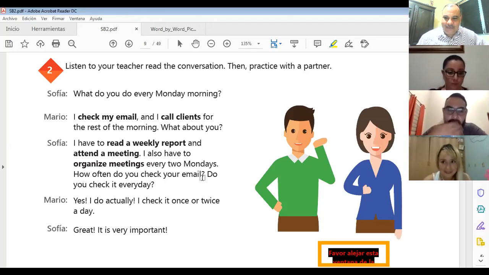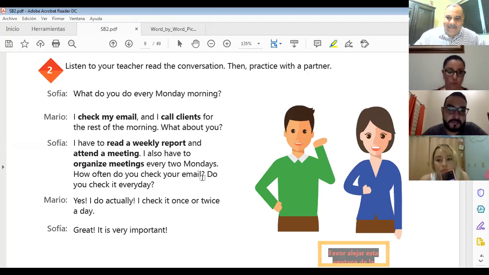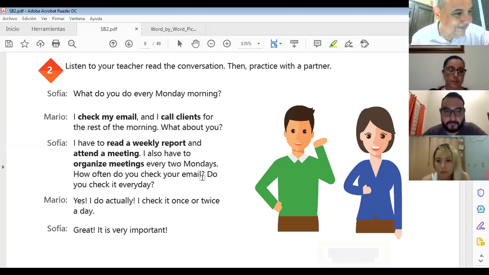¿Ya le tomó foto a la conversación? Yes, acuérdese teacher. Que no vamos a tener la pantalla cuando los rompa en parejas. Sí. Marlon, ¿ya le tomó foto? Yes, teacher. Liliana, ya. ¿Todo ya? Yes.